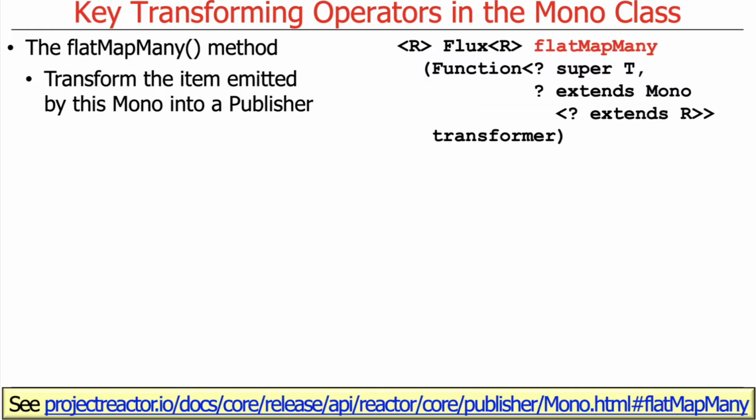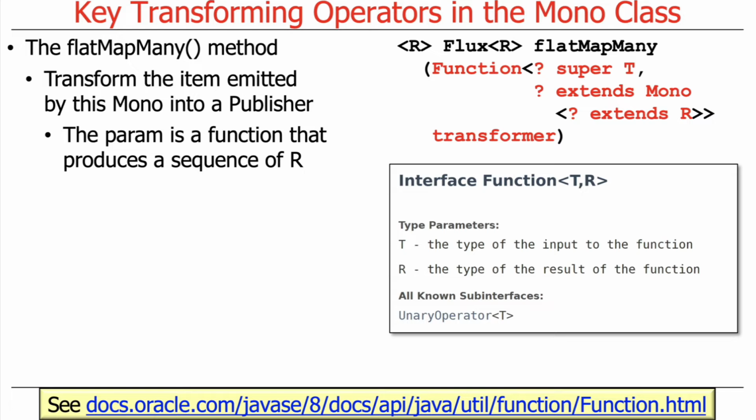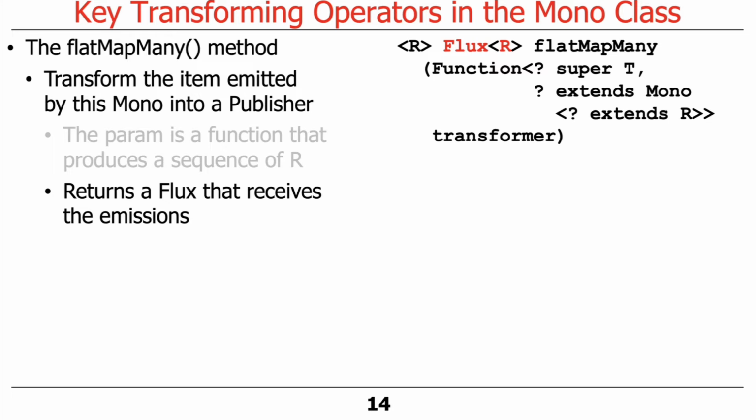Let's now turn our attention to the flatMapMany method. And this is a really interesting method. It transforms the item emitted by this mono into a publisher, and the parameter is a function that produces a sequence of elements of type R. So it's going to basically take a mono and create a flux from it. And we'll get back a flux that will receive the emissions that come out of flatMapMany.